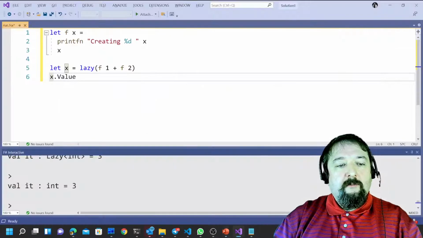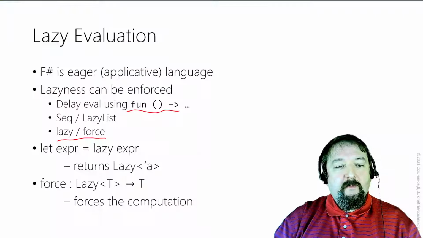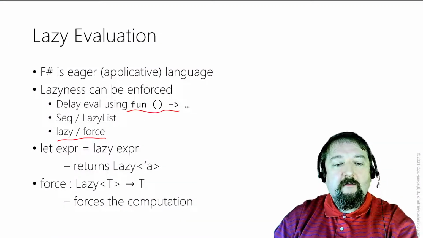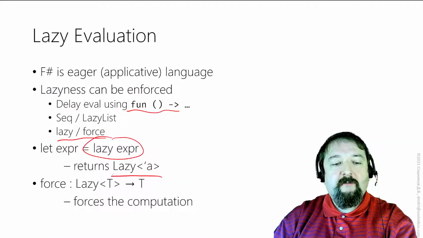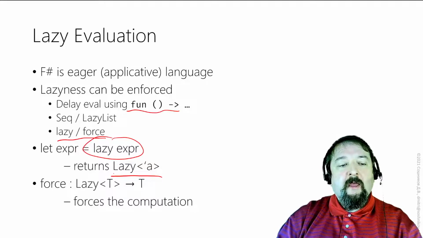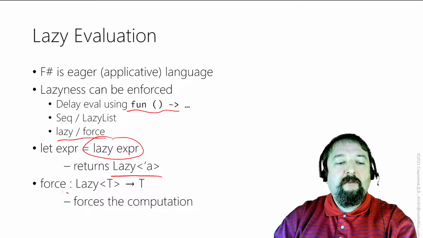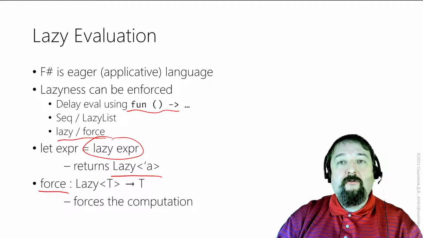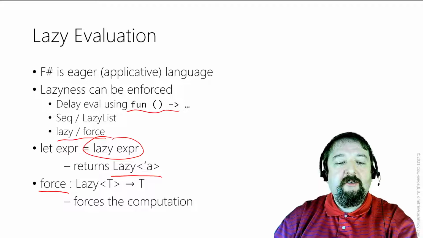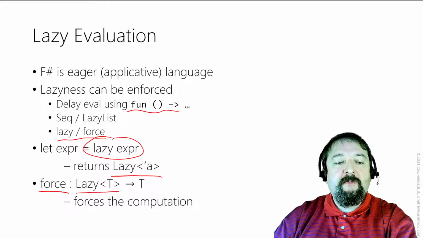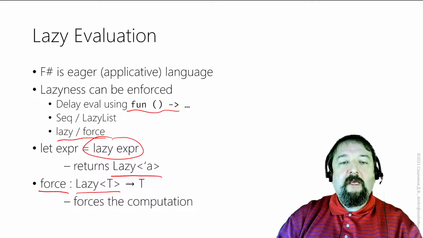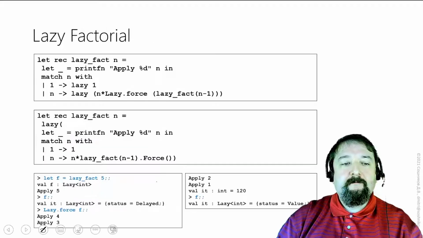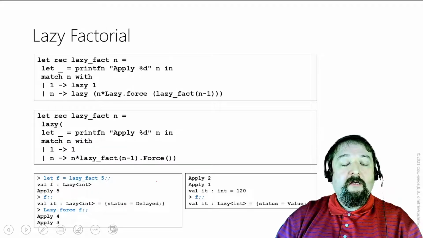So the way it works, again, lazy of expr returns something of type lazy of a, and then there is also a special thing called force. In addition to calling dot value, you can also use force to force the computation of the lazy expression. So force expects the expression of type lazy of t and returns the value of t. How can we see that in action?